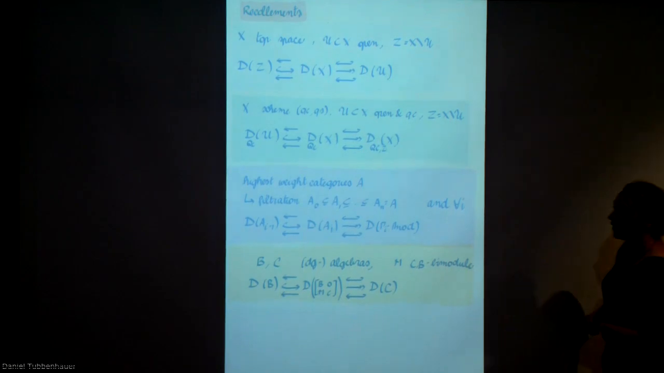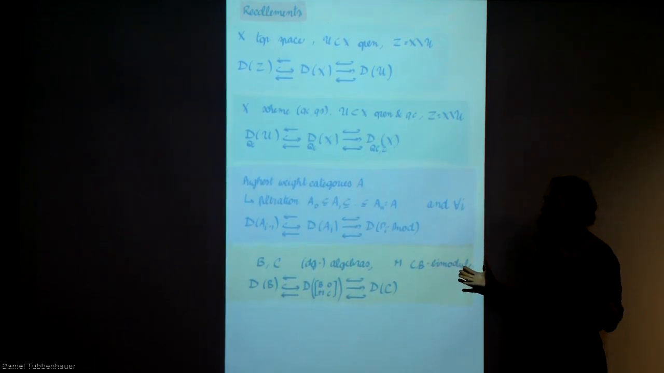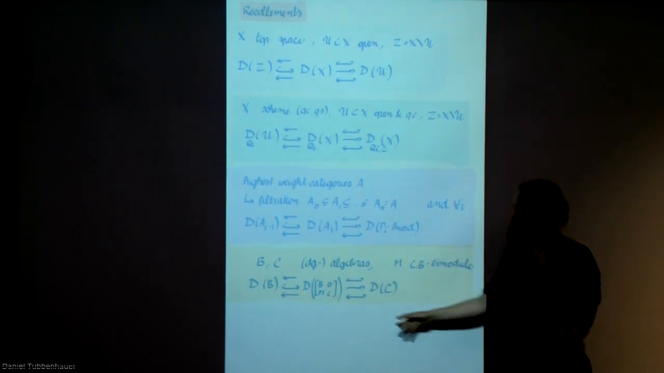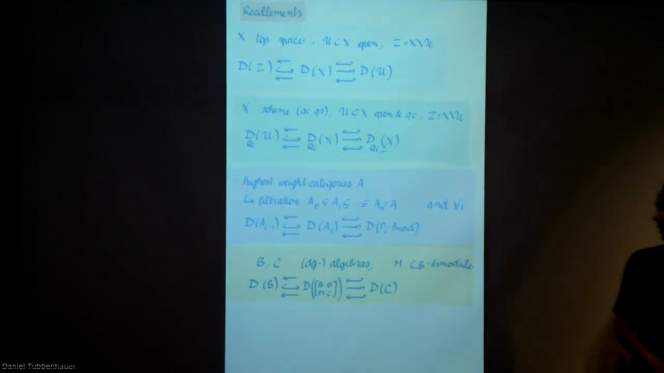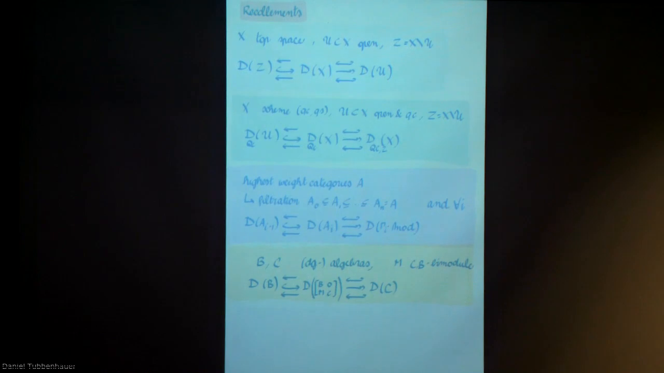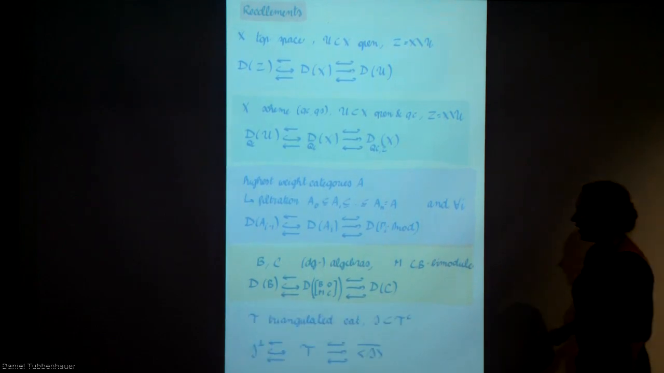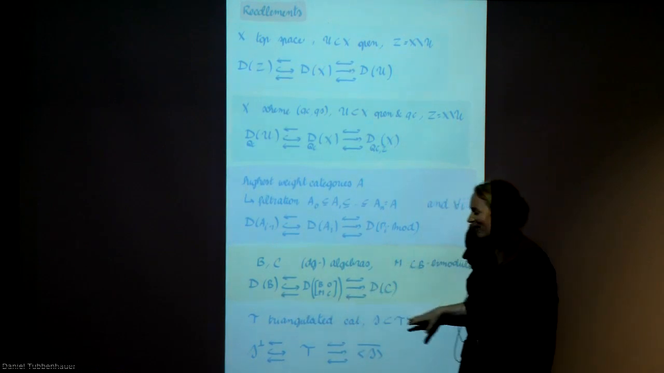And another example, if you have two algebras, you can build the lower triangular matrix ring. You get a recollement here. So this example should also be quite familiar to you. And then this is how I think about recollements.